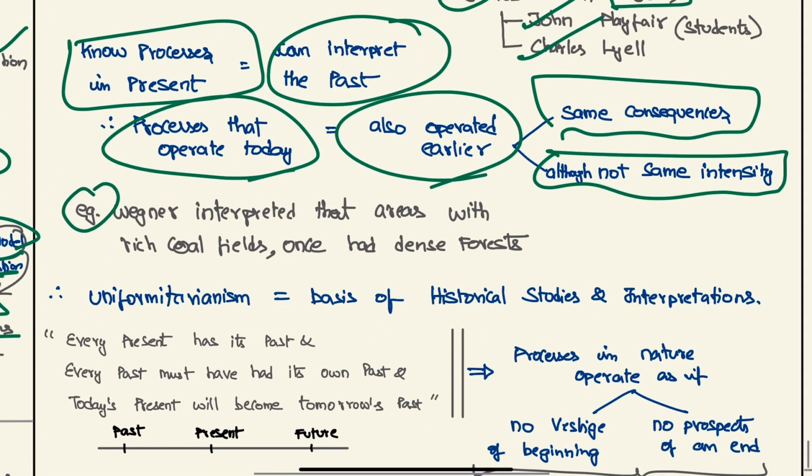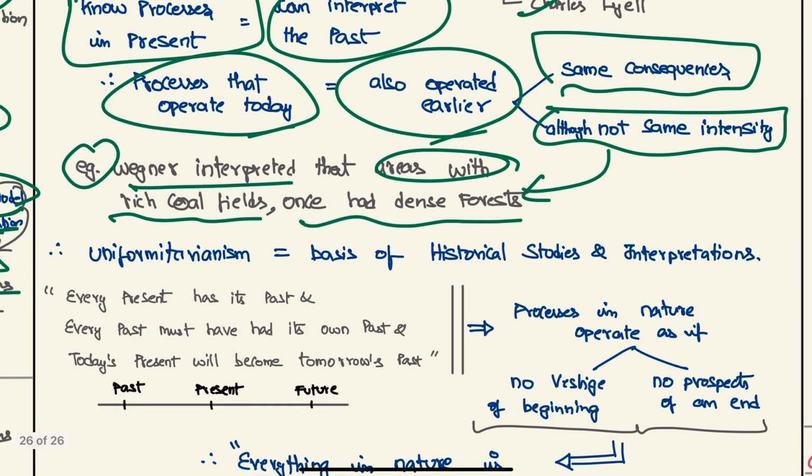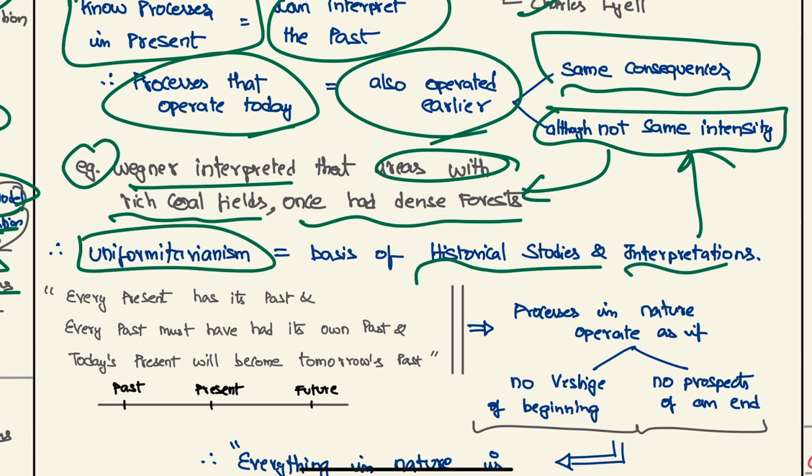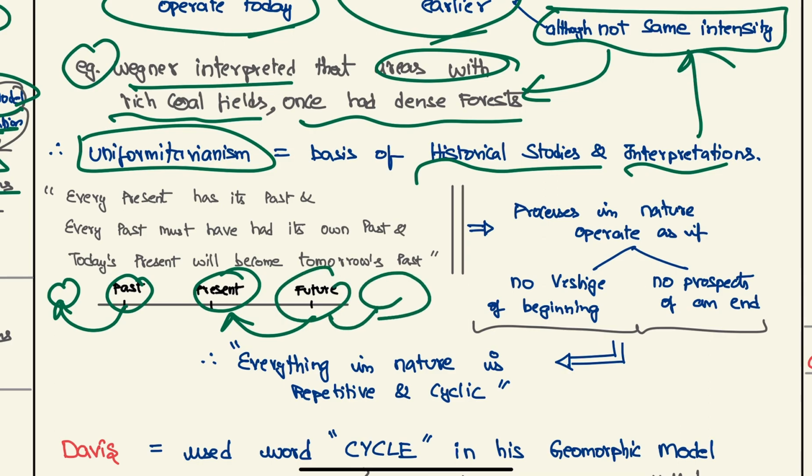For example, Wegener interpreted that areas with rich coal fields once had dense forest using this principle only. And uniformitarianism is a basis of historical studies and interpretations. We can understand this from here. Therefore, every past has its own past, and every present is a past of some future, and this future will also be the past of another future.